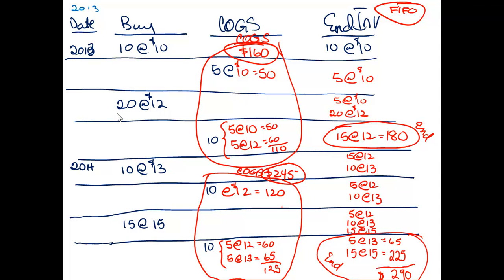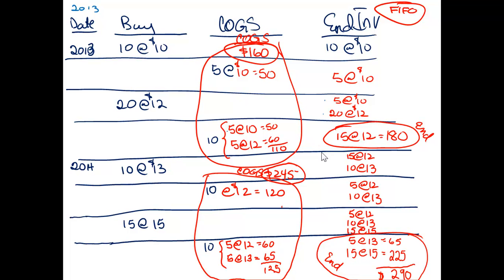We then went out and bought 20 units at 12, so now our ending inventory has 5 at 10 and 20 at 12. Then we sold 10. Under FIFO, those 10 units we sold had to be 5 from the oldest layer, 5 at $10, and once we exhausted that layer, then we go to the $12 layer, and we sold 5 at 12. So total cost of goods sold was 110, leaving 15 units of that 20 units left in inventory.